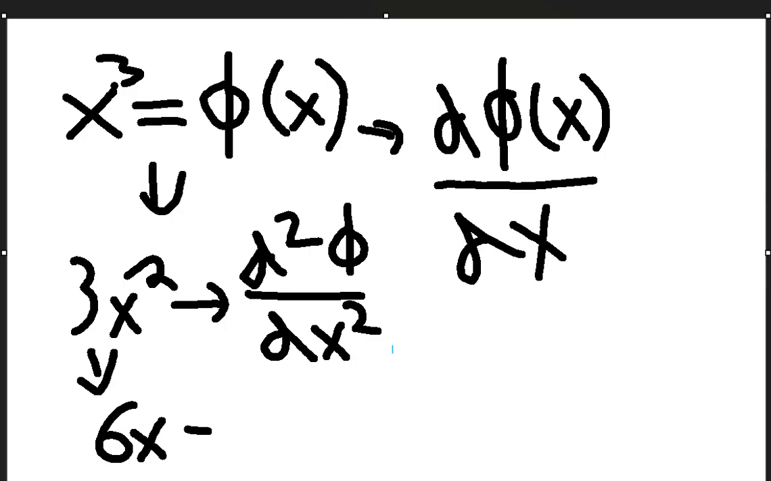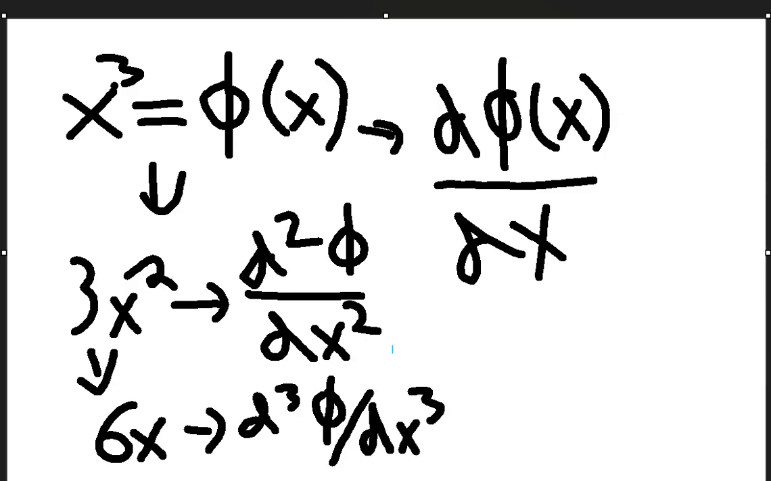And you can keep on going, turn it into d3 phi over dx3, which will eventually get you to 6. In my next video, I will go over some more physics examples and the Schrodinger equation a little bit more. But it's very relevant that you know some of this notation when we get into it again.